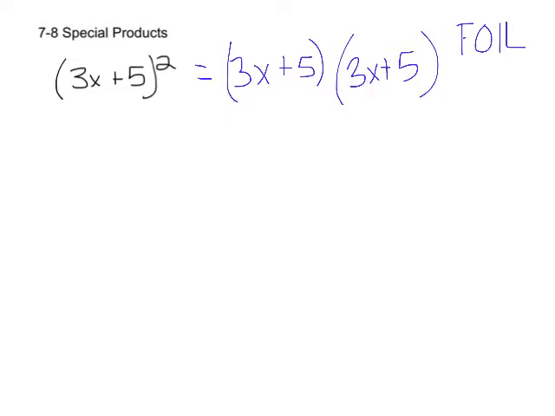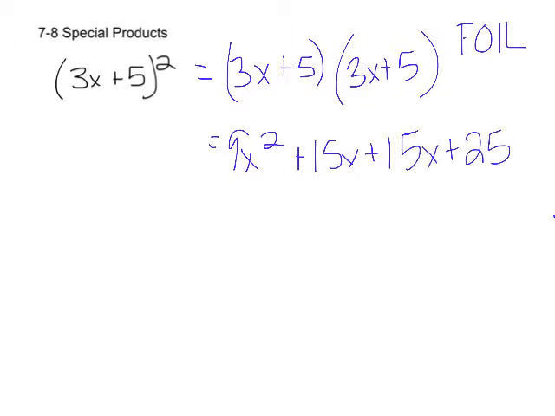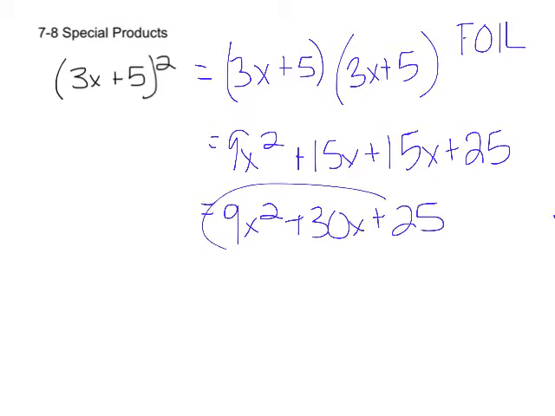I'm still going to follow my FOIL method. So I have 3x times 3x gives me 9x squared, plus 15x, plus 15x, plus 25. And then when I go to simplify that, I get 9x squared plus 30x plus 25.